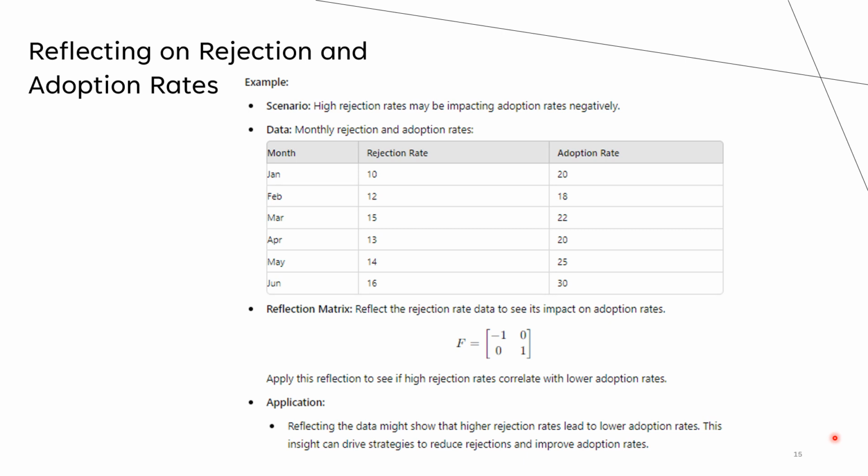High rejection rates can negatively impact adoption rates. Reflecting the data matrix of rejection and adoption rates can show if higher rejection rates correlate with lower adoptions. This insight helps us reduce rejections and improve adoption rates, enhancing overall shelter operations.